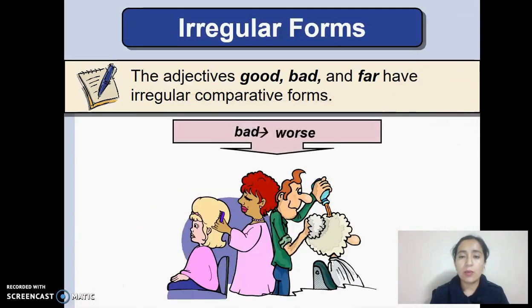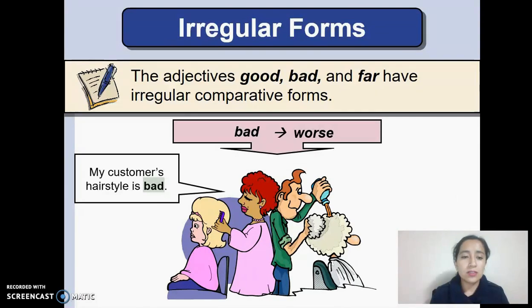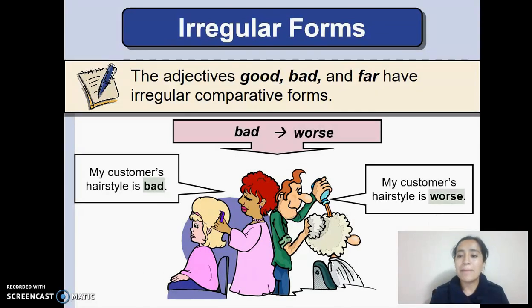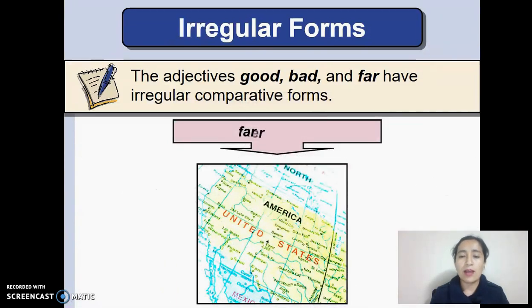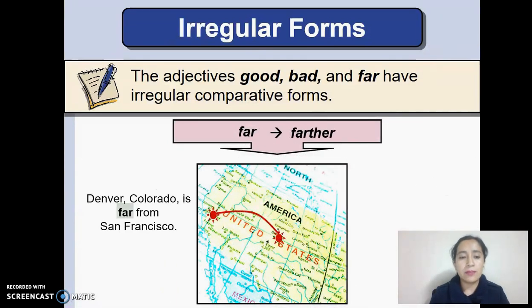For bad, we have worse. My customer's hairstyle is bad. My customer's hairstyle is worse. And for far, we have farther. Denver, Colorado is far from San Francisco. Chicago, Illinois is even farther from San Francisco.